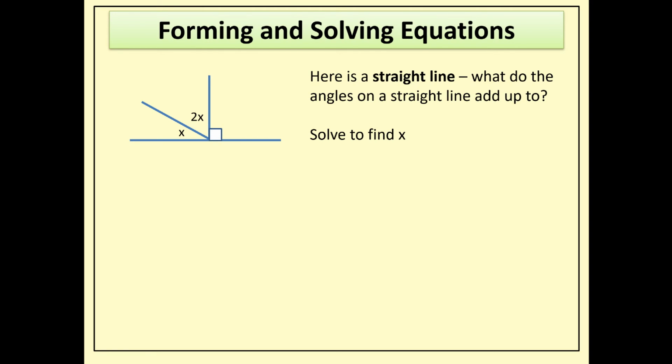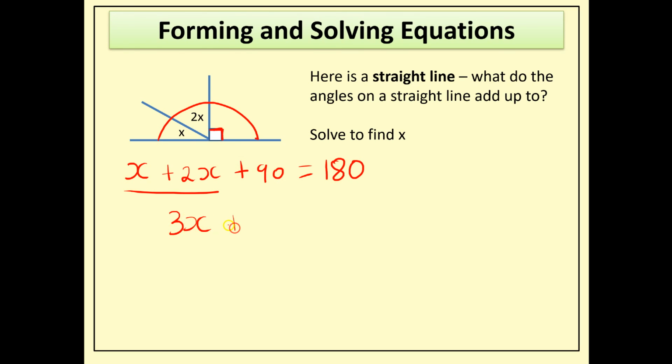The topic to look at is forming and solving equations. Here we're given a straight line. Now we want to find angle x. We want to find what x is. Now, to do this, I'm firstly going to remember that the angles on a straight line will add up to 180 degrees. So I'm going to write down x plus 2x plus this angle, which is 90, and that will equal 180 degrees. x plus 2x is 3x, so I have 3x plus 90 equals 180.